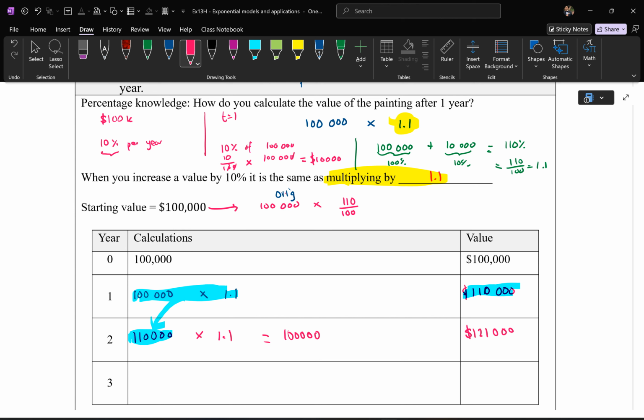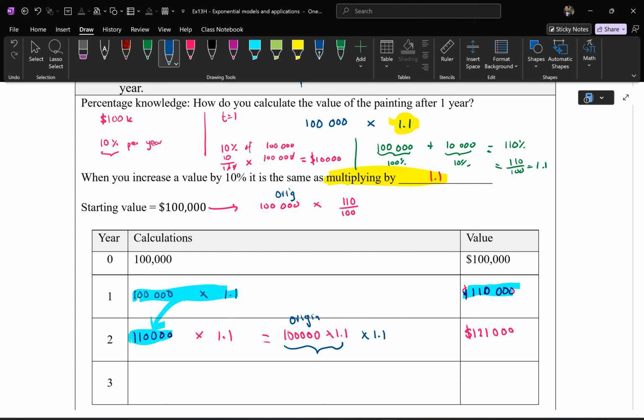You don't need to know 121. You don't need to know 110. You just need to know how much you started off with. So this is your original amount. You had to times this by 1.1 to get your 110,000, but then you had to times another 1.1 to get to 121,000. But can you see there's a repetition here? 1.1 times 1.1. Instead of writing the actual answer, what's a simplified version? What's 1.1 times 1.1, using indices?